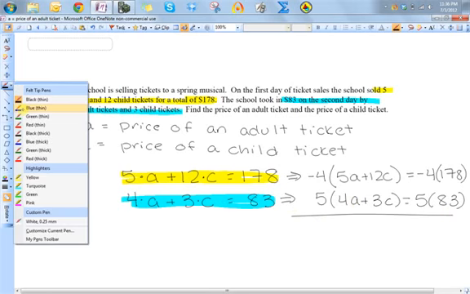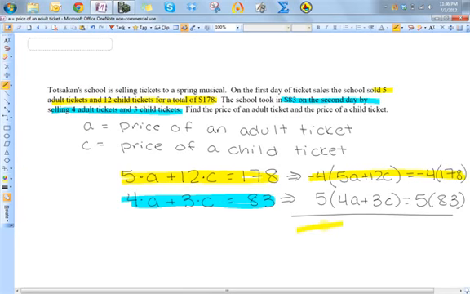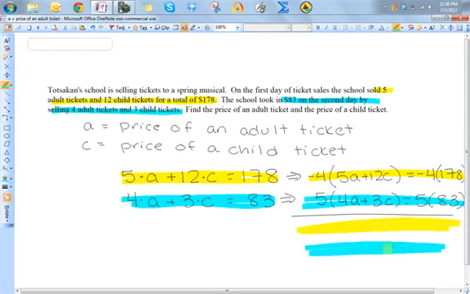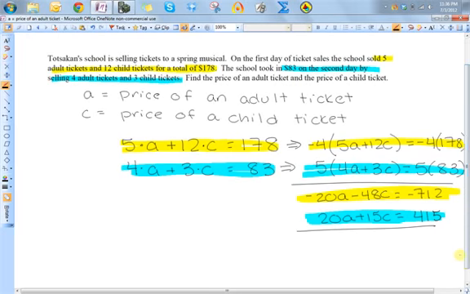So what I want to do now, and let me do some color coding to make it a little easier to see what's going on. Okay, so I just want to distribute that -4 in the yellow equation, so that would be -20a minus 48c equals -712. And if I distribute the 5 here, I'll have 20a plus 15c equals 415. Okay. Now the reason it's called the addition method is because you just add the 2 equations together.